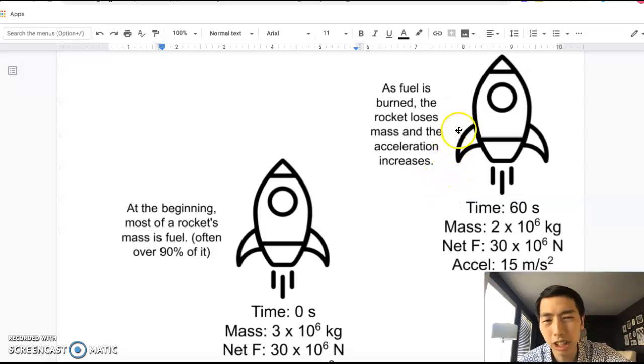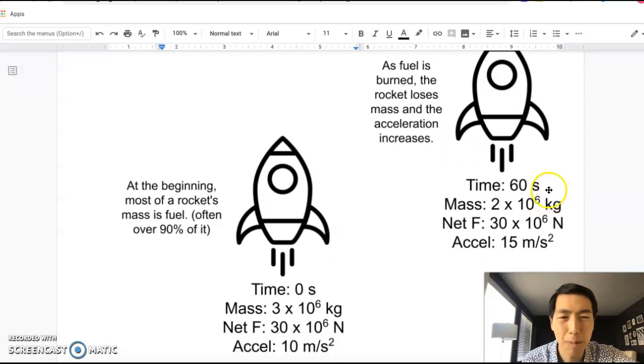The important thing to know is that as fuel is burned, the rocket loses mass. Since it has less mass, the acceleration is going to get bigger because of Newton's second law. Acceleration equals force divided by mass, so mass is in the denominator. If the denominator is smaller, then the acceleration is bigger. These are just some example numbers. So let's say after it's burned fuel for a minute, the mass is now down to 2 million kilograms.